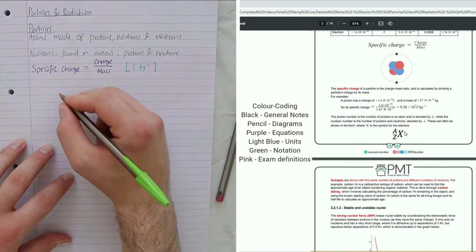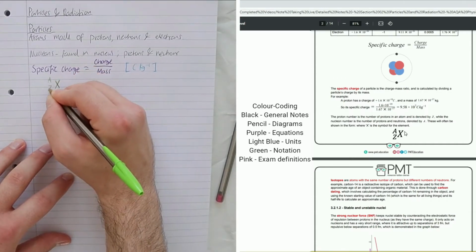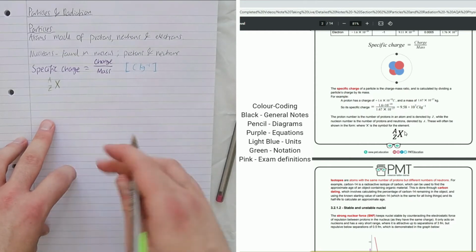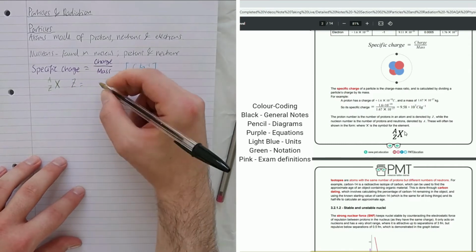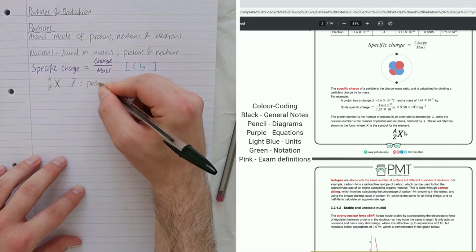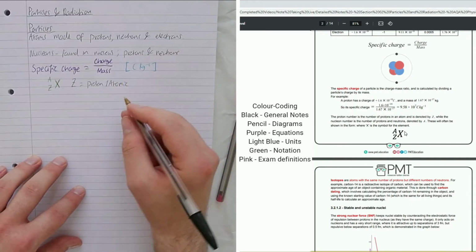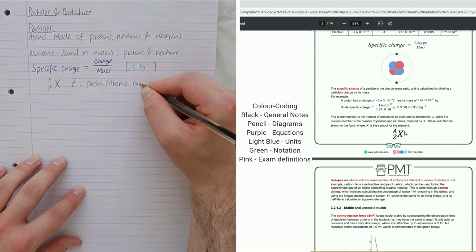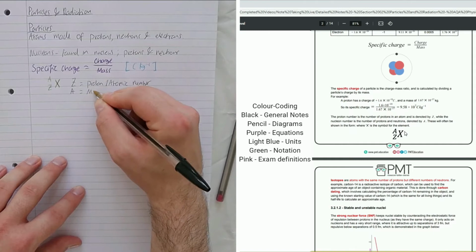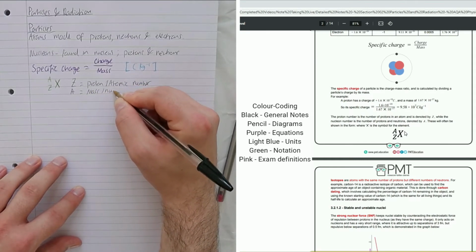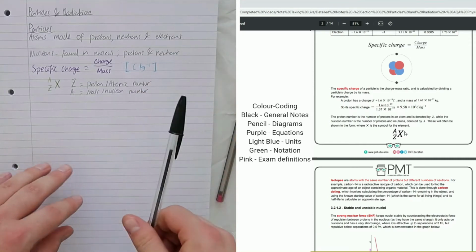But we're going to have X and A, Z, and then what we're going to do is define exactly what they are. Now, since it's just words, I'm going to write it in black. So Z is just the proton / atomic number. This is unique for every single element. And then we have A, the mass number, or the nucleon number. And that's unique for every single isotope.